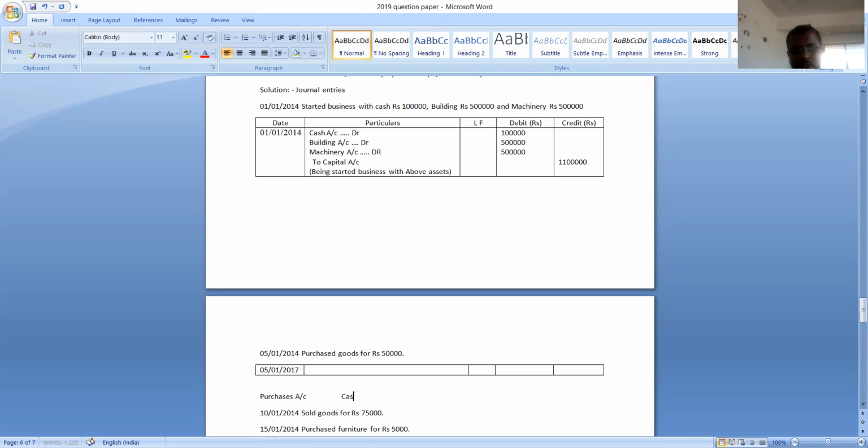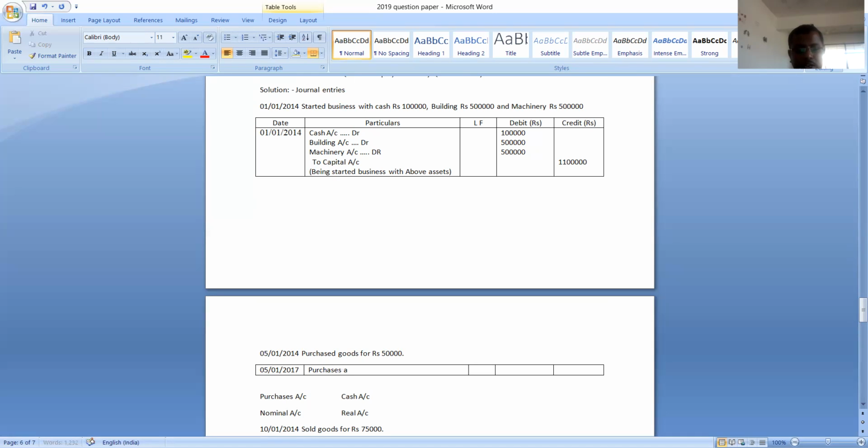Purchased for 50,000 means it is which account? It is a cash account. Are there any other possibilities of any other accounts? No. So purchases account is which account? Purchases account is nominal account because it is an expense, and cash account is which account? It is real account. Now decide which account should be debited and which account should be credited. See here, purchases is a nominal account. What is the rule of nominal account? Debit all expenses and losses. Purchases are expenses.